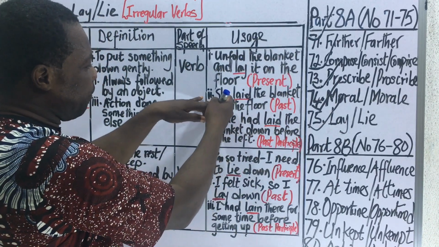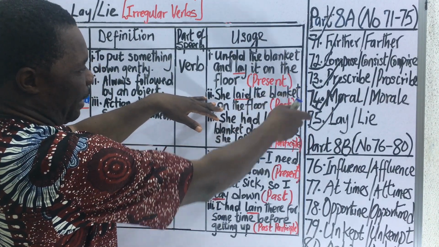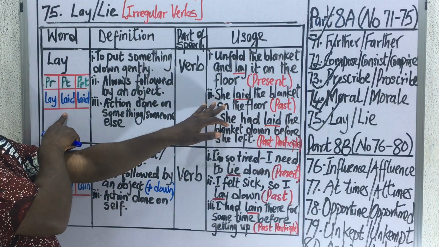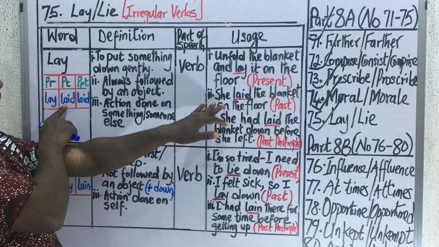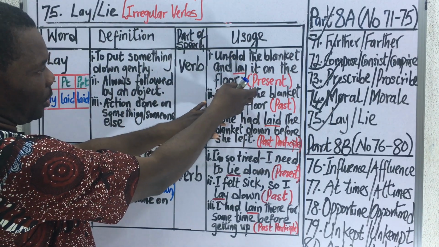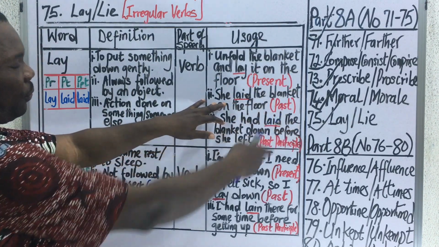Then for the second example we have, she laid the blanket on the floor. This is the past tense form. So like I explained earlier, lay is the present tense, and then laid, L-A-I-D, is the past tense form of the word. So this action was done in the past. She laid the blanket on the floor.